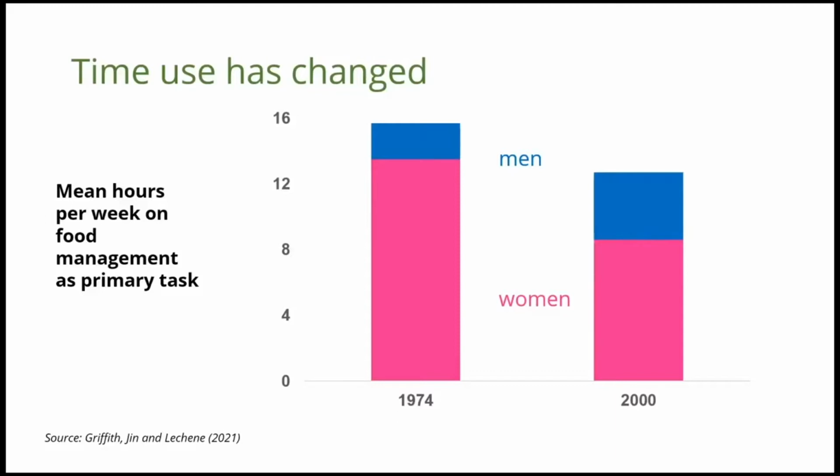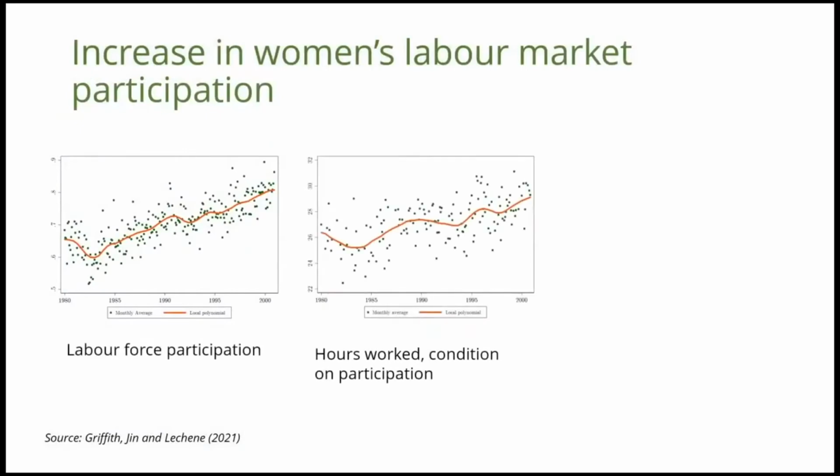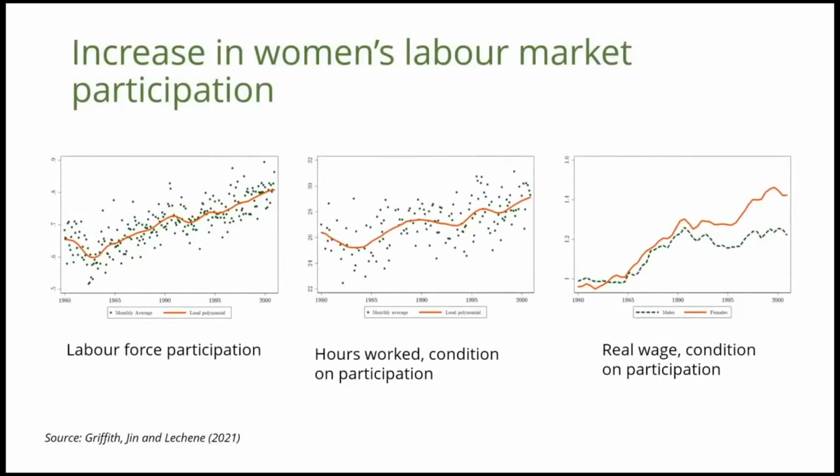Buying ingredients and preparing food at home requires not just the purchase of the ingredients, but also the time spent in preparation. And if we look at time use surveys, what we see is that the amount of time spent on food management, which is shopping and cooking, has fallen considerably, particularly for women, who are spending less time in these activities. And while the amount of time that men spend has increased, it's not been by enough to compensate for the decline in women. Women are spending more time in the labour market, labour force participation has increased, hours of work conditional on participation have increased, and the wage offers for women have increased.